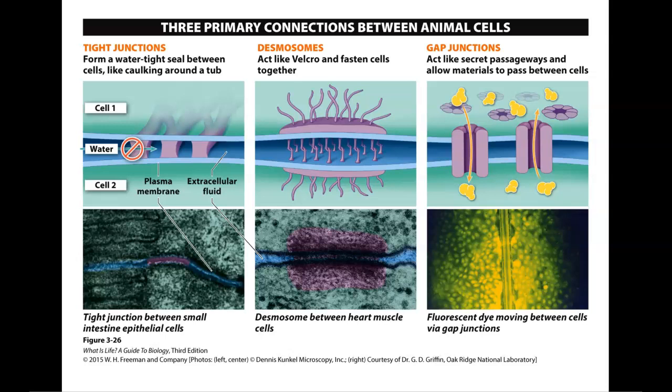And then the third type are going to be gap junctions. These junctions are going to be able to act as tunnels or passageways between cells that hook cells together. This is going to allow materials such as cell signals to go from one cell to the next, or even things such as electrical signals in a heart contraction.